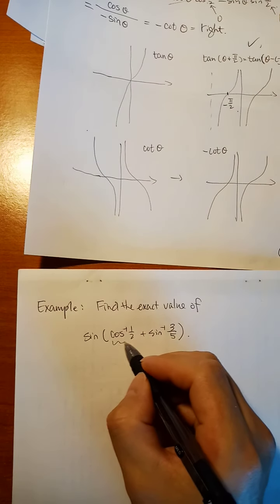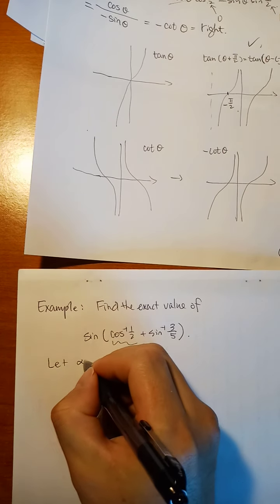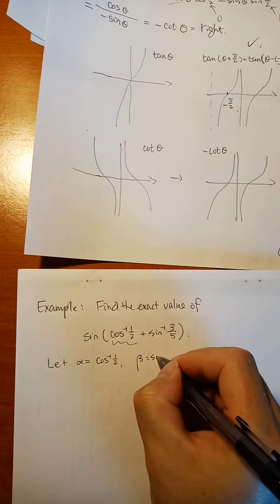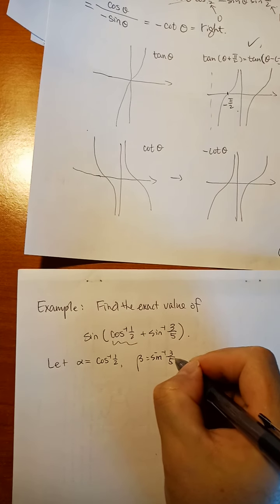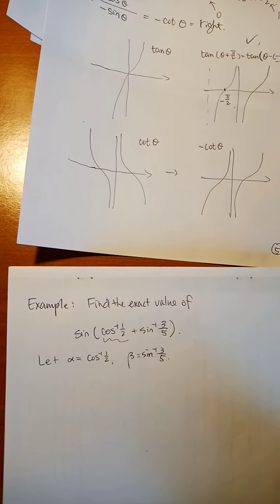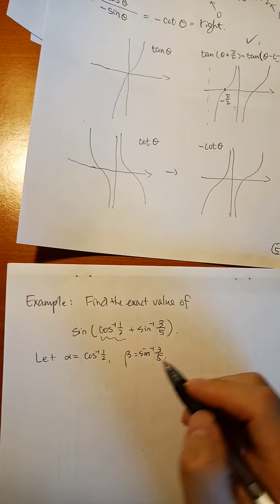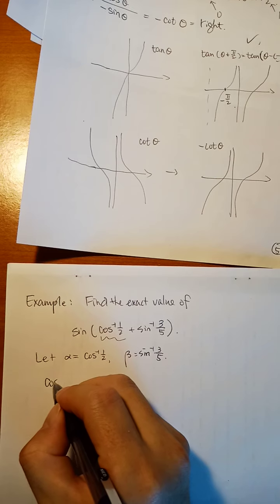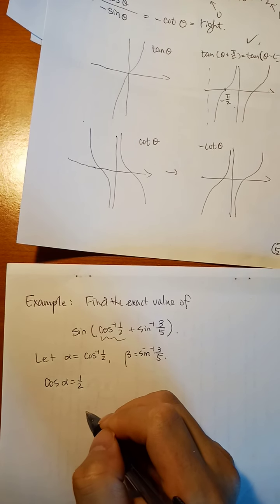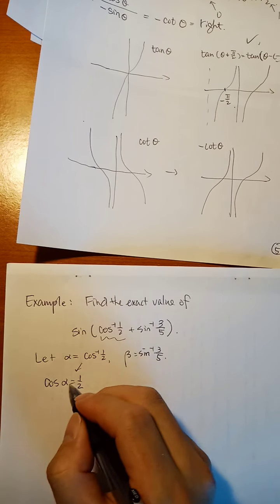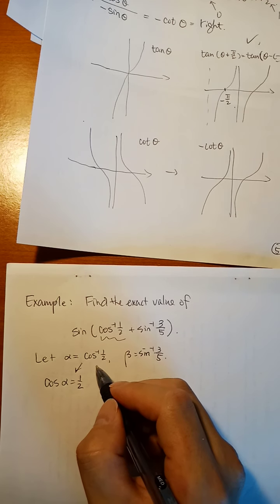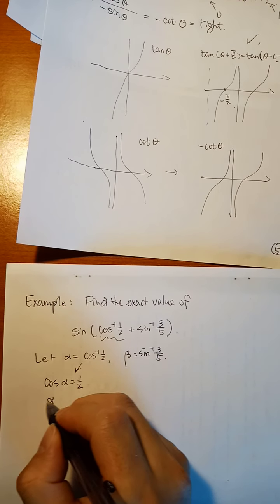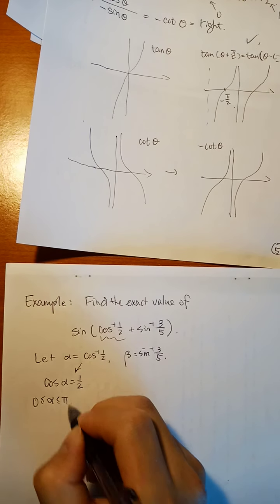So you just call this alpha. Let alpha be cosine inverse of 1/2, beta be sine inverse of 3 over 5. So two angles. Inverse trig is angle. The value is an angle. So alpha is cosine inverse of 1/2, so cosine alpha is 1/2. That's the definition. And also we know that the range of cosine inverse is between 0 and pi.